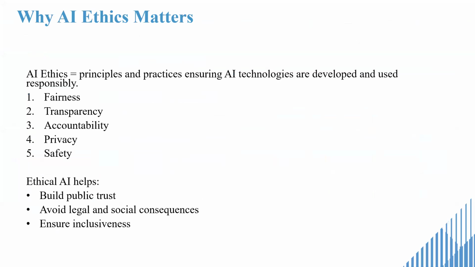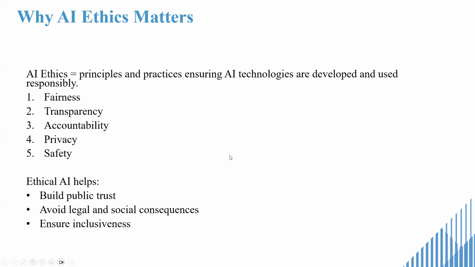So why does AI ethics matter? Ethics are principles and practices ensuring AI technologies are developed and used responsibly. As everyone knows: fairness, transparency, accountability, privacy, and safety. Ethical AI helps build public trust and avoid legal and social consequences. If you build a model on the wrong data set and people use it, they might take you to court, because you are playing with someone's life or problem. Someone can come to you and say your training is not good. So there could be legal issues and social consequences.